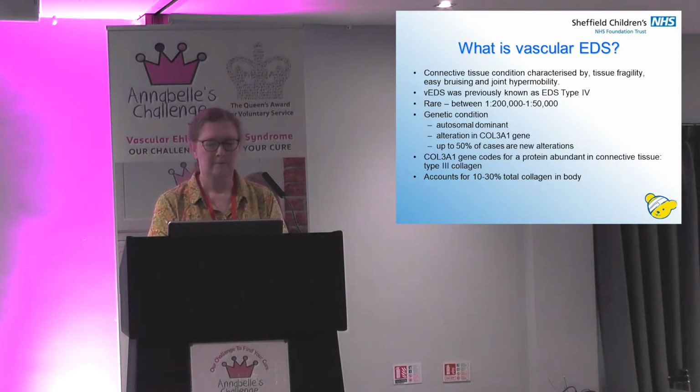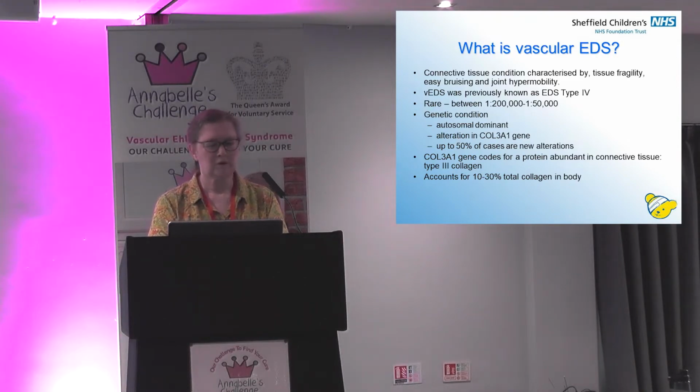Previously known as type 4, and you'll find with many doctors that you come in contact with, they'll still use this terminology as well. It's very rare, the exact frequency is not known, it's somewhere between 1 in 200 and 1 in 50,000 people. It is a genetic condition which is inherited in an autosomal dominant pattern and is due to pathogenic variants in the COL3A1 gene. Up to 50% of individuals diagnosed with this condition actually have it as a de novo mutation, so that means it's not been inherited from their parents.